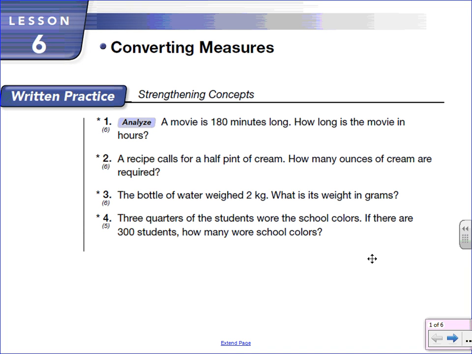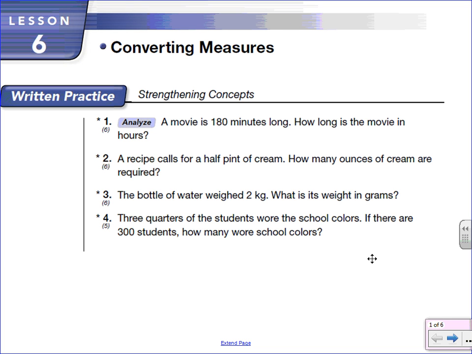Lesson 6 is on converting measures. And remember, the two main points for converting measures are that when you have things that are equal, you can make two fractions out of them, and then you choose which one works in your given situation. And also, when you are given a number in a problem, you keep the units on it and write it over 1 to make your first fraction. So we'll take a look at those in the first couple problems.